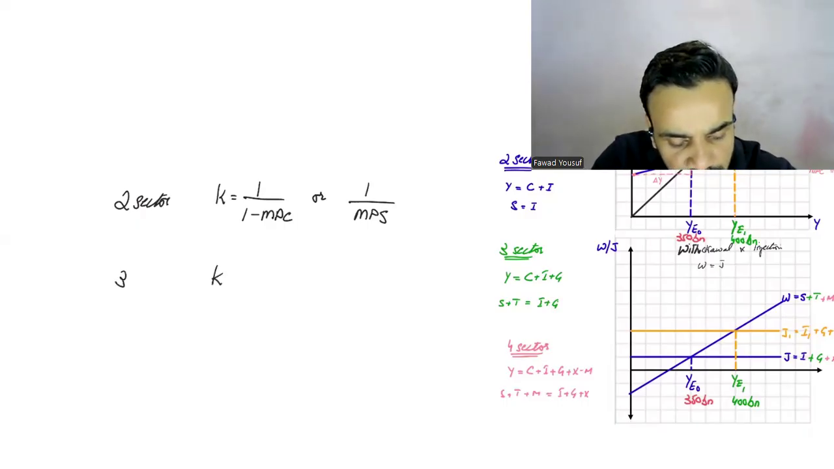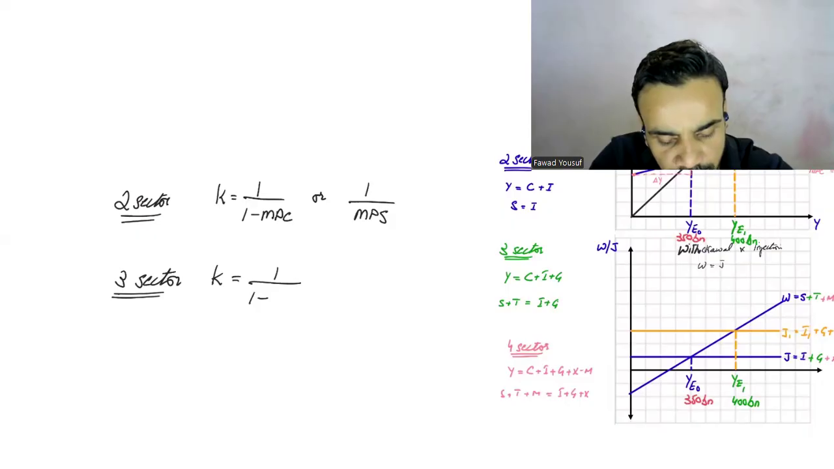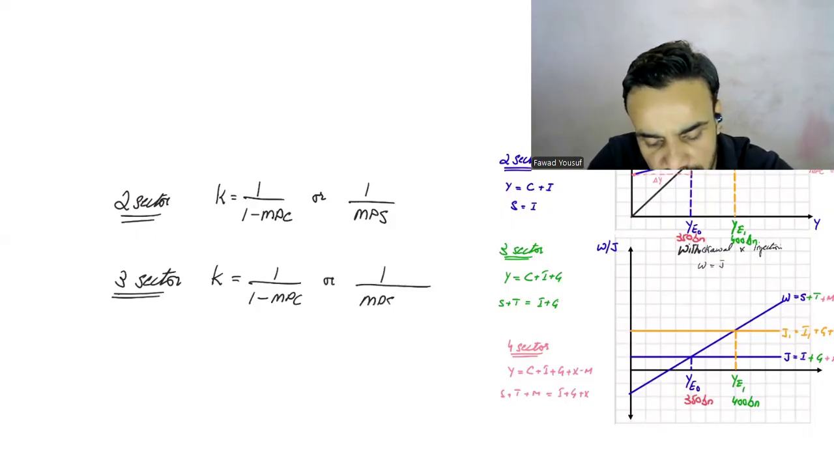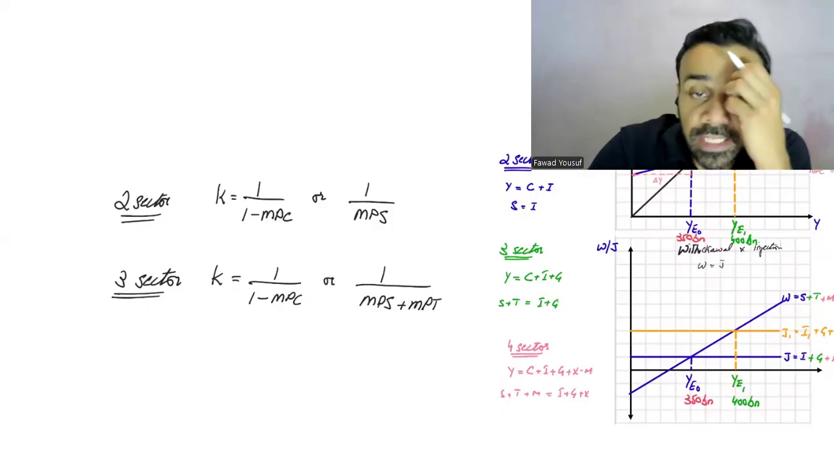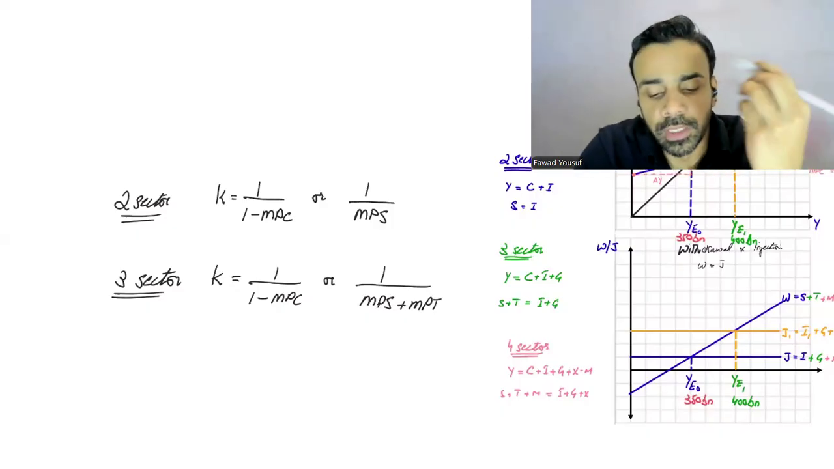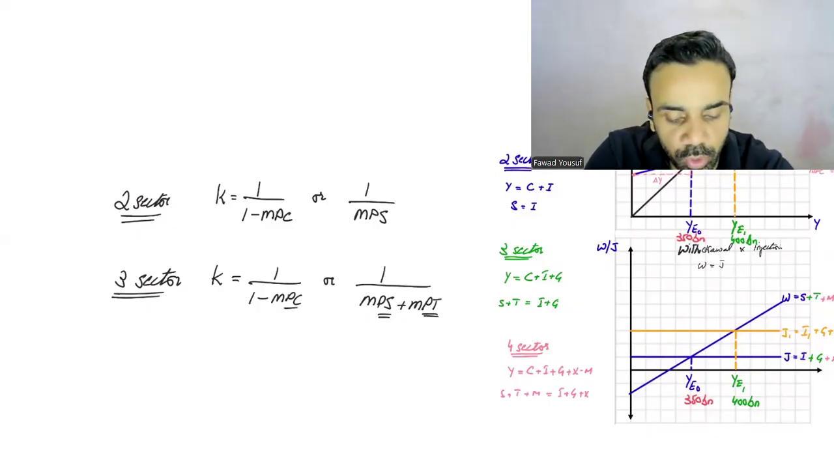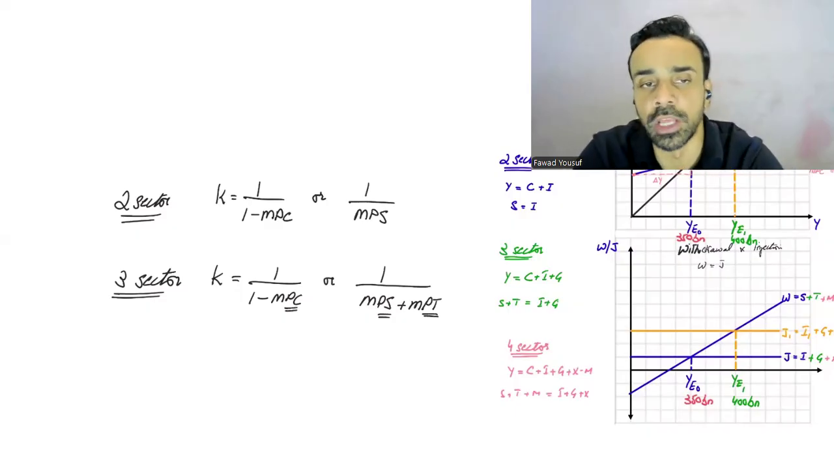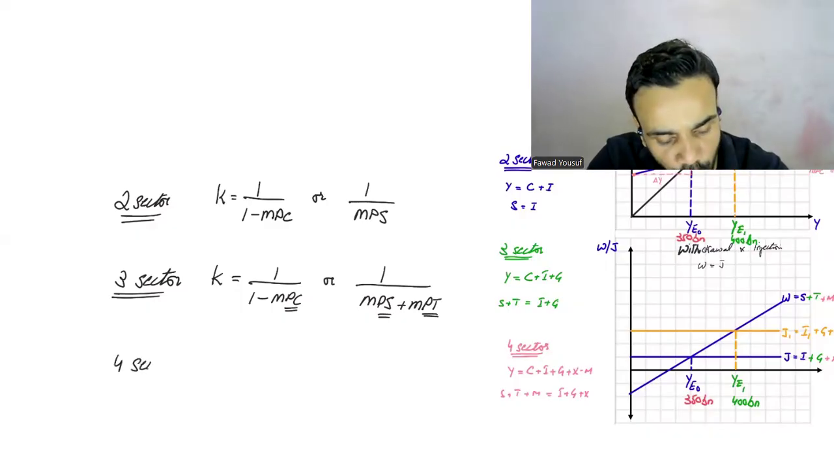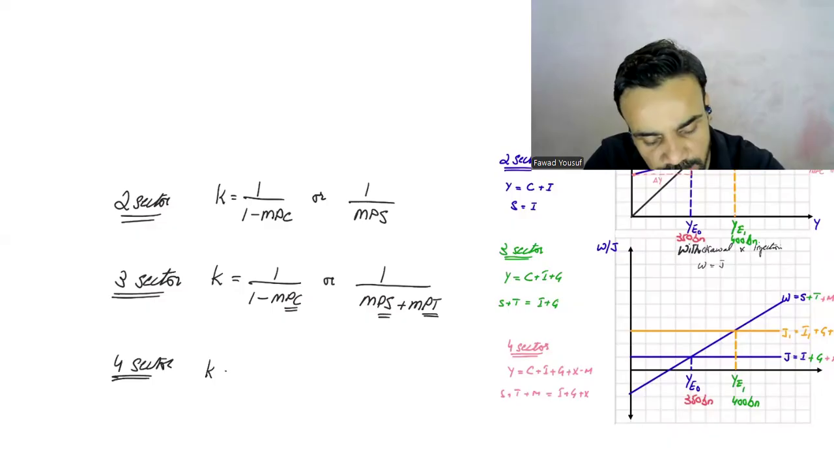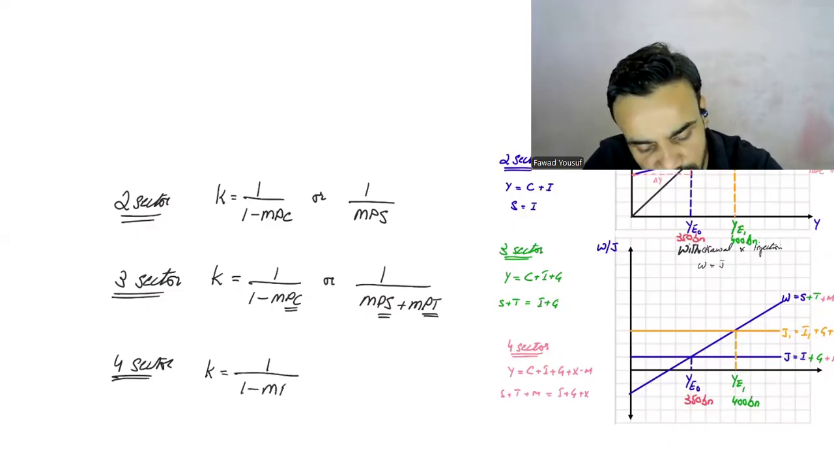The multiplier formula for a three-sector economy becomes different. For three sectors, it is 1 divided by (1 minus MPC), or 1 divided by (MPS plus MPT). Every time you earn a dollar, some of that dollar gets saved, some goes in taxes, some goes in consumption. We want to put the withdrawals together because withdrawal dilutes your multiplier. In a four-sector economy, your multiplier K is equal to 1 divided by (1 minus MPC).